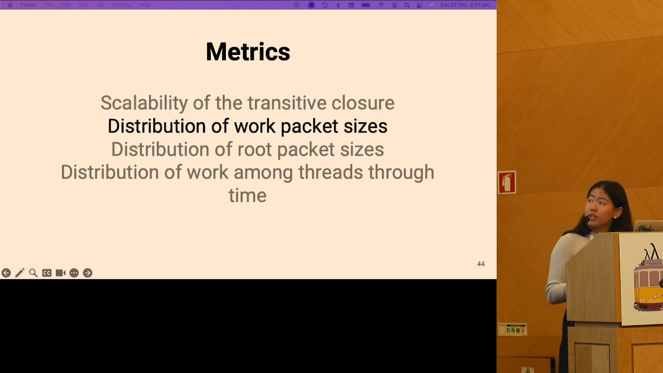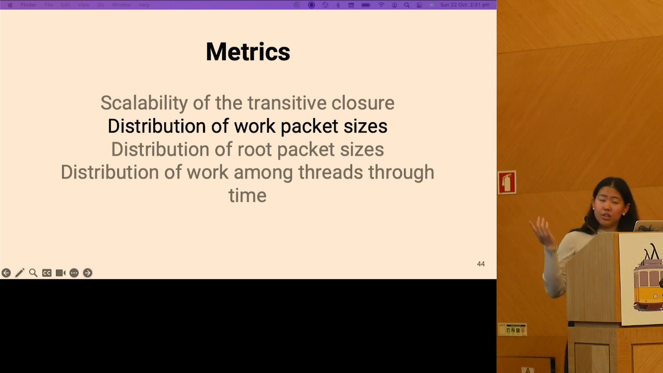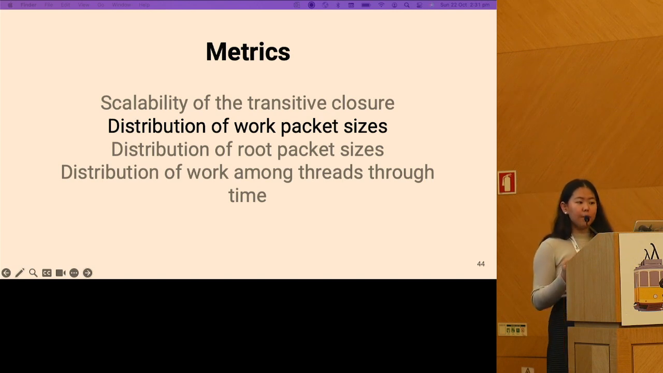The second metric is the distribution of work packet sizes. And in order to measure this, we use the process edges trace point. This is important to understand because the actual work packet size distribution can very much change how well things scale. If you have really large packets, then you're much better amortizing fixed costs, things like global synchronization and packet fetches. But if you have much smaller packets, then they're a lot easier to distribute among your threads.